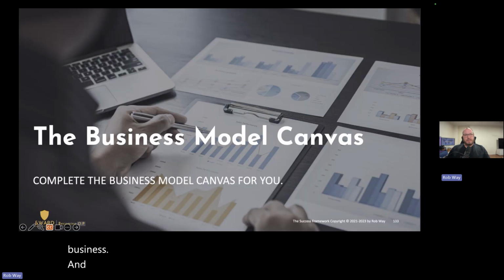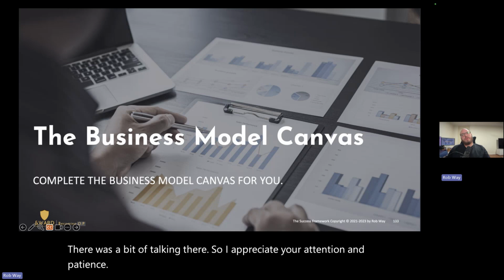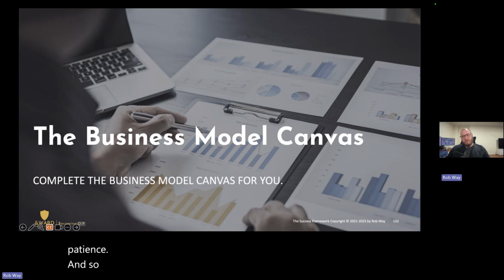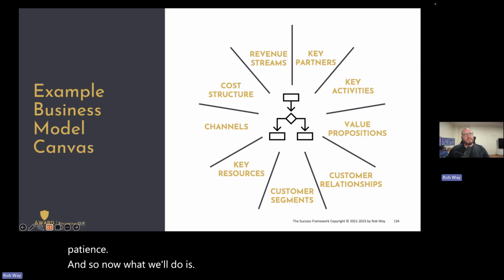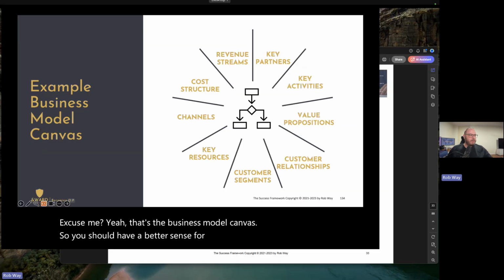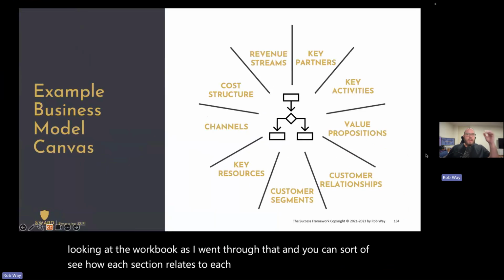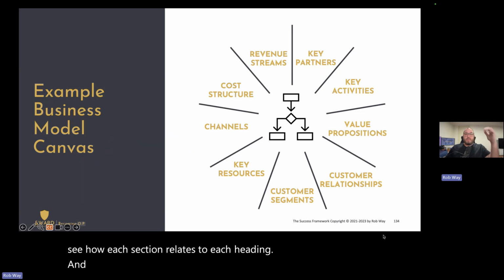And so that is the business model canvas, not quite in a nutshell. There was a bit of talking there, so I appreciate your attention and patience. So you should have a better sense for it, and maybe you were looking at the workbook as I went through that, and you can see how each section relates to each heading. And so now I think we're in a position where you can have a crack and do it yourself.